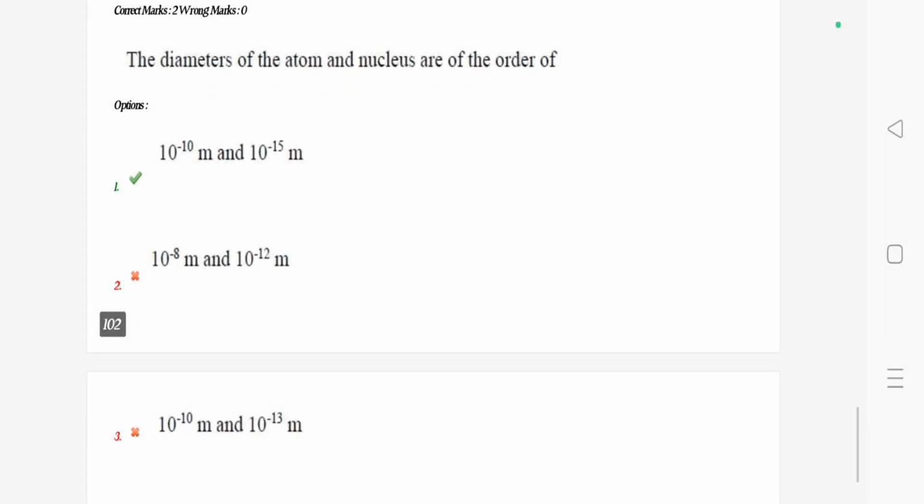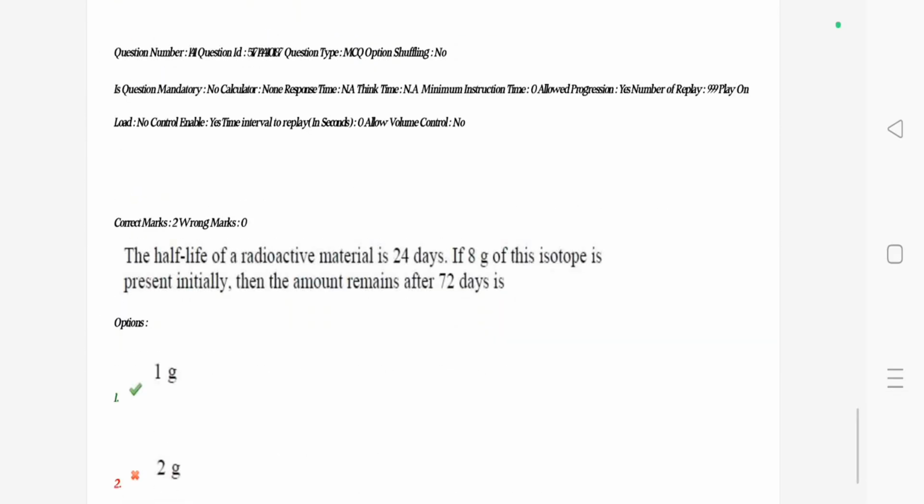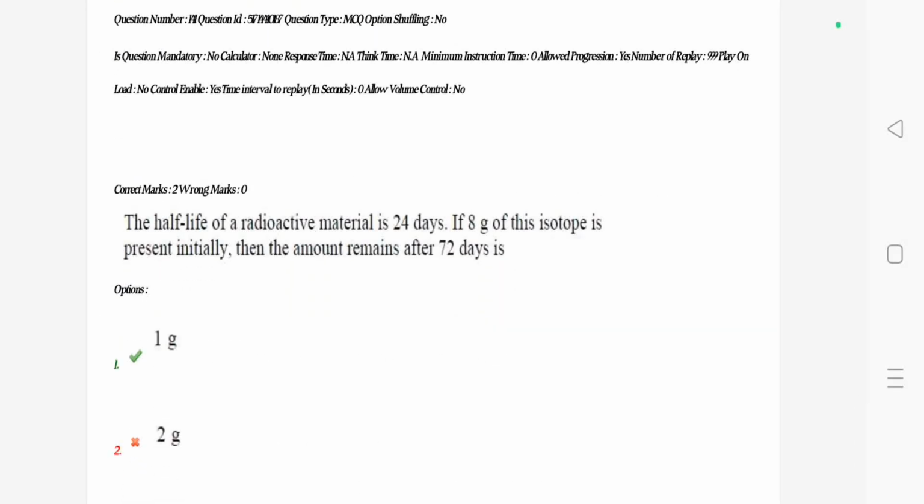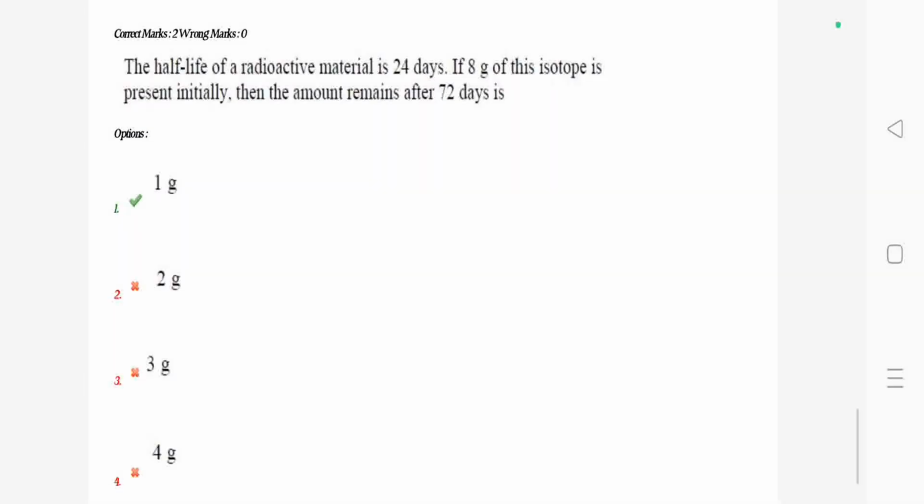The diameters of atom and nucleus: atom 10 to the power of minus 10 meter, nucleus 10 to the power of minus 15 meters. The half-life of a radioactive material is 24 days. 8 grams of the isotope is present initially, then the amount that remains after 72 days is 1 gram. This I explained once.